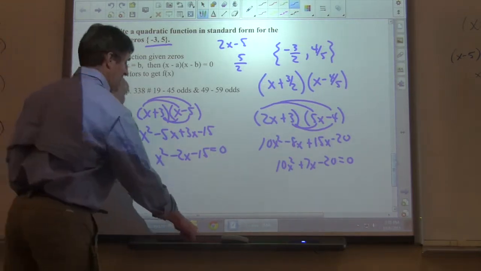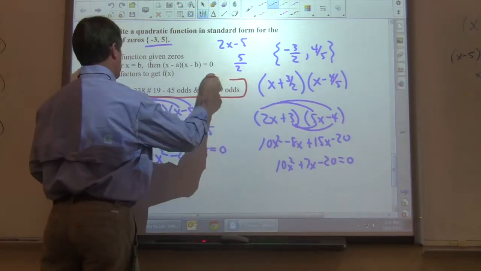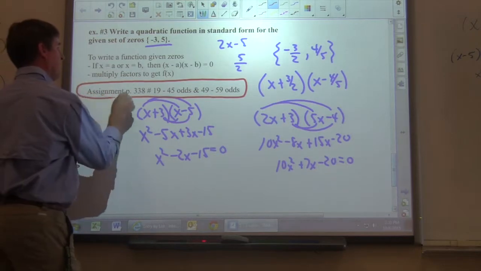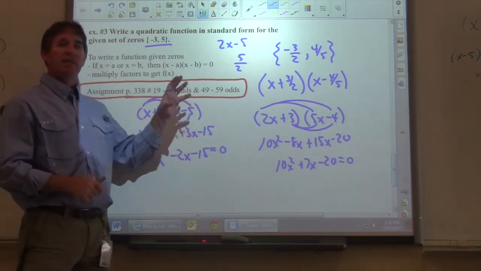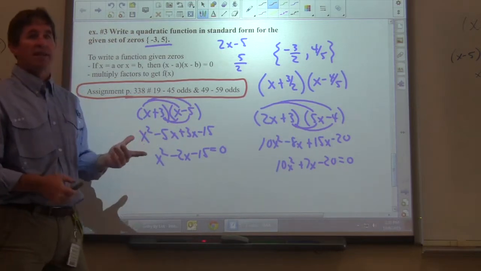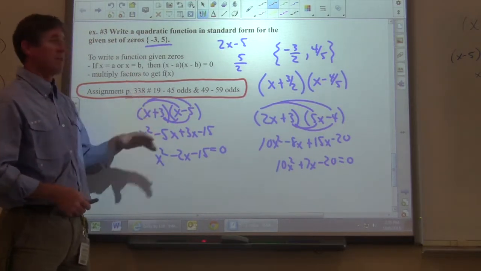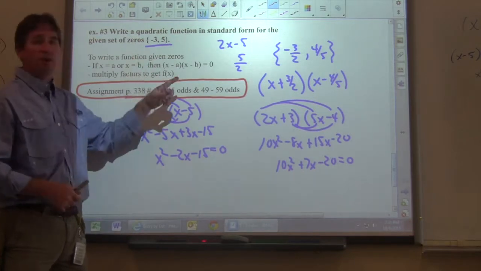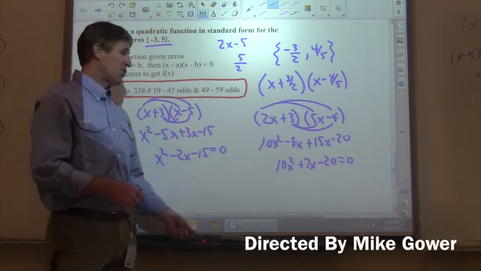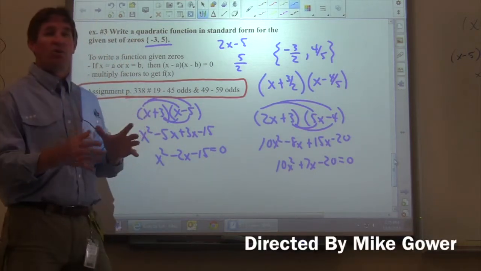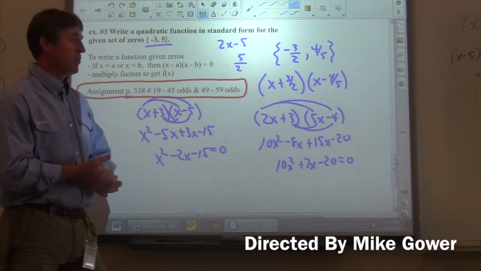So your assignment, page 338, 19 to 45 the odds, and 49 to 59 the odds. Understand, this is going to be a little tricky. Factoring is not the easiest thing. We're going to spend another day working on this, but hopefully this will give you a good start on it. Make sure you follow the steps, take it step by step, and that way at least you can come in and say, hey, I don't know how to do this certain step, and don't get lost on it. So, good luck on that.